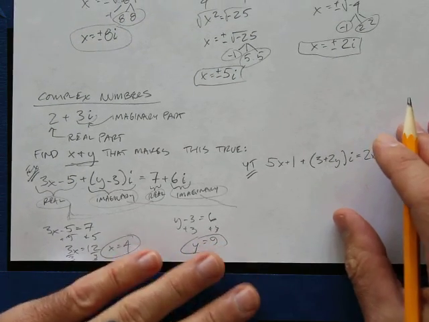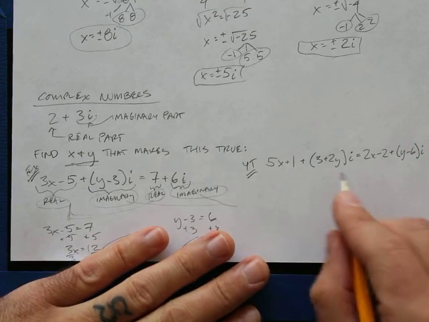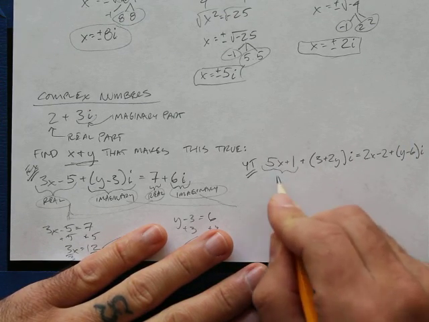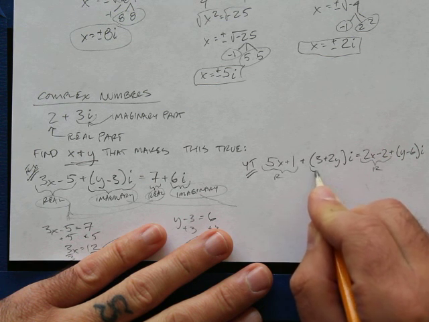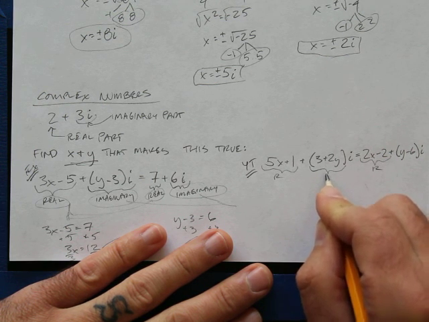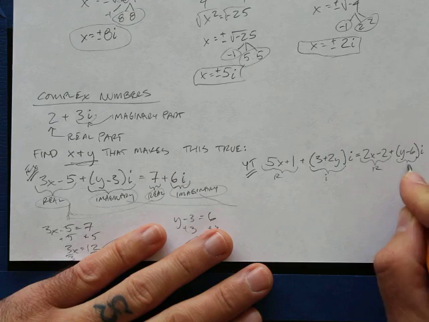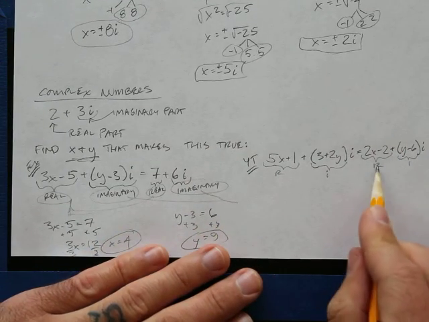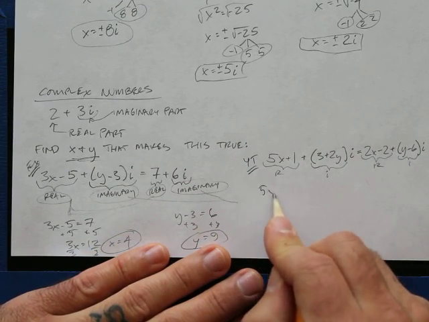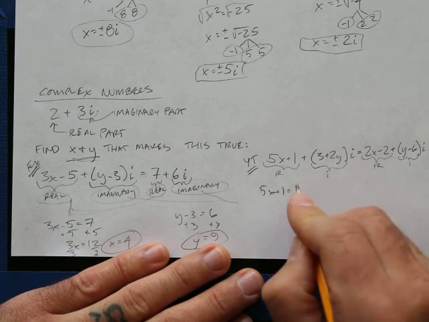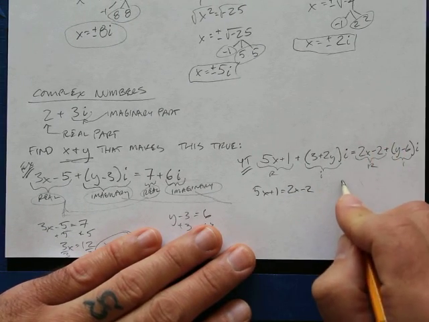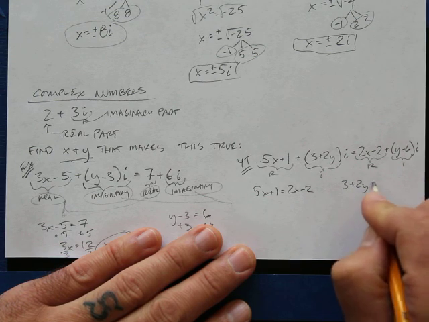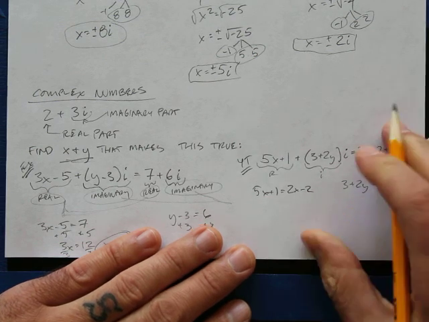All right, let's see how you did. I'm going to take my real part and my other real part, and I've got my imaginary part and my other imaginary part. I'm going to just set those equal to each other. So 5x plus 1 equals 2x minus 2. And then my imaginary part is 3 plus 2y equals y minus 6.